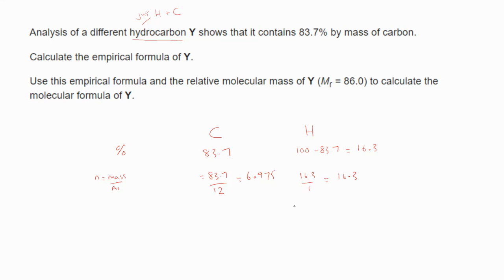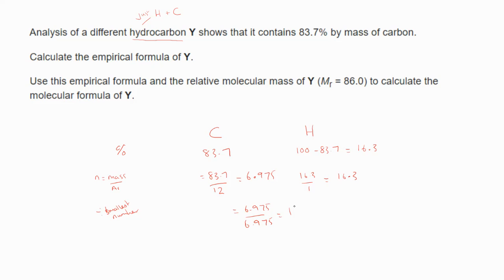So now I need to get the simplest ratio of these 2 numbers. So the quickest way to do it is divide by the smallest number. And if I do that, so that becomes 6.975. So one of them will become 1.